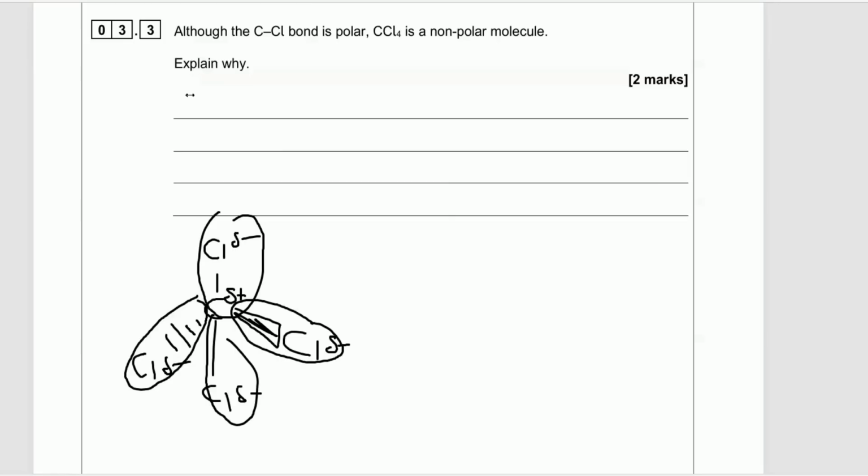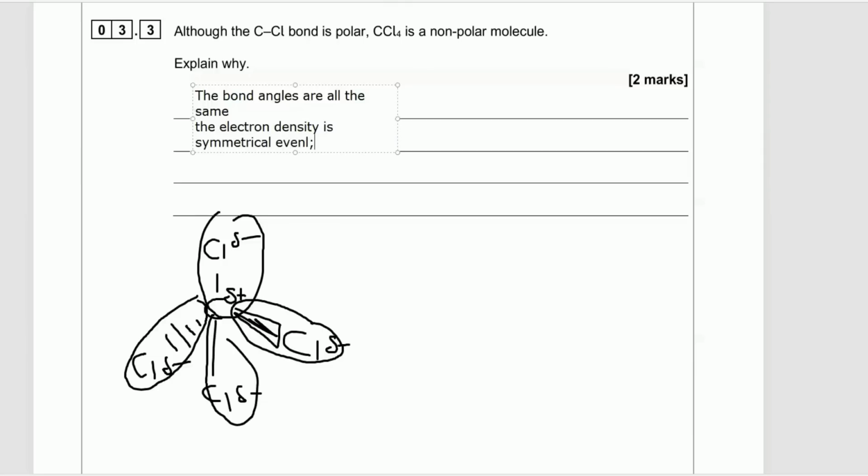So what we want to say is the bond angles are all the same, and the electron density is symmetrical, evenly spread, so the dipoles cancel out. It doesn't mean there aren't dipoles. There are dipoles, but they cancel out.